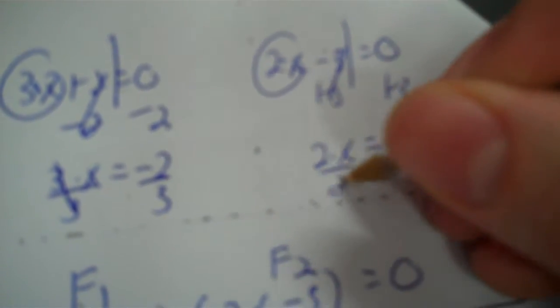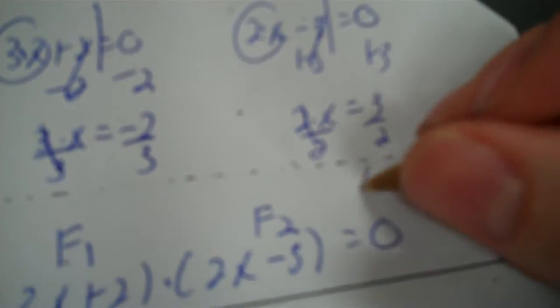Okay, now if I add 3 and divide by 2, you're going to get a decimal, but it'll end, it's 1.5, okay? So 1.5, you can write that as 3 over 2 if you want.